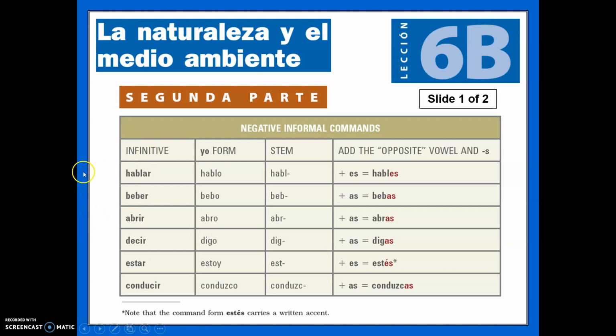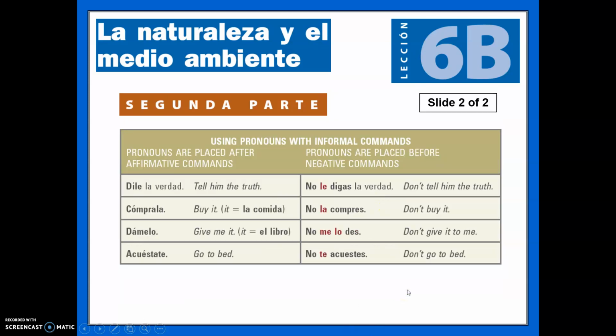Okay, and then for negative informal commands, it's basically just the same thing that we have seen before, right? Hablar is our infinitive verb. We conjugate it into the yo present indicative. We're left with a new stem. And then we have to add the opposite vowel and s together. Hablar becomes hables. No hables. Beber becomes bebas. Okay? And then basically we do the same thing that we've seen before, where you add the no beforehand.